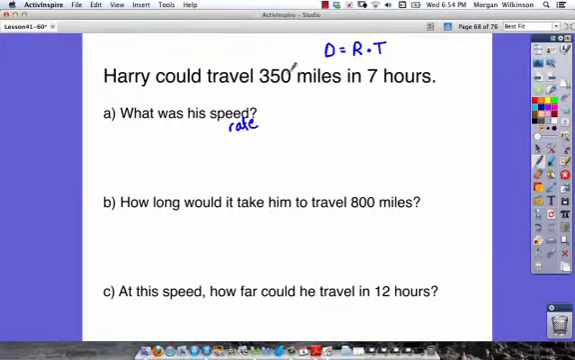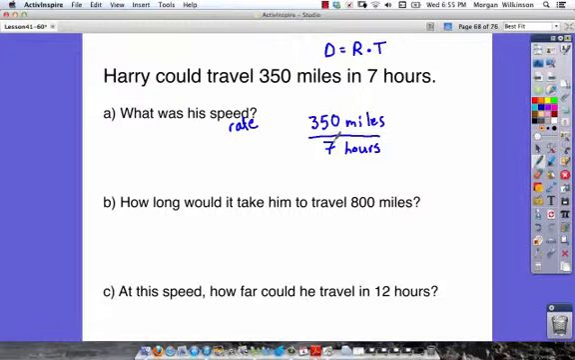So, he could travel 350 miles in 7 hours. If we want to know what his rate is, a rate is like a speed. 50 miles per hour is an example of a rate. We're going to have 350 miles in the numerator and 7 hours in the denominator, because like we say we travel 50 miles per hour in a car, we want miles in the numerator and hours in the denominator.